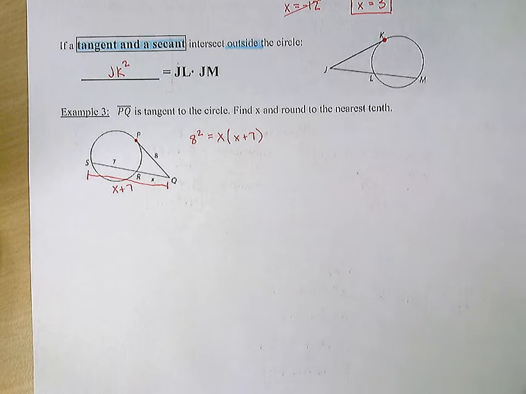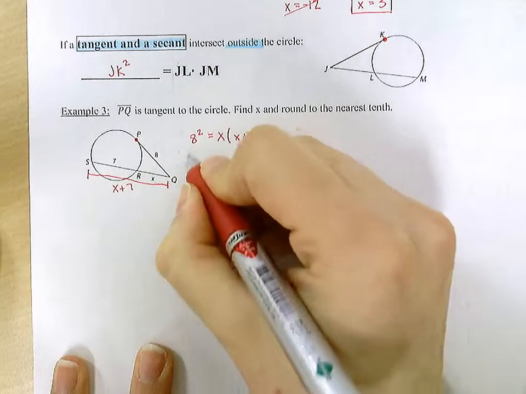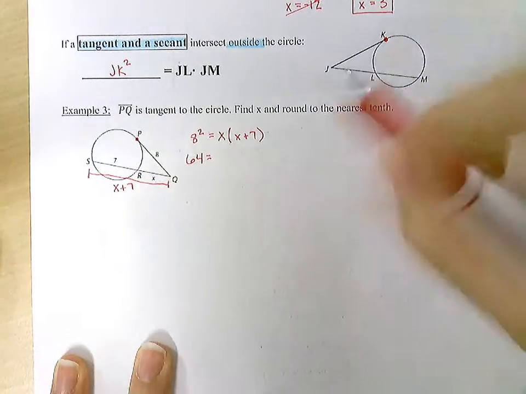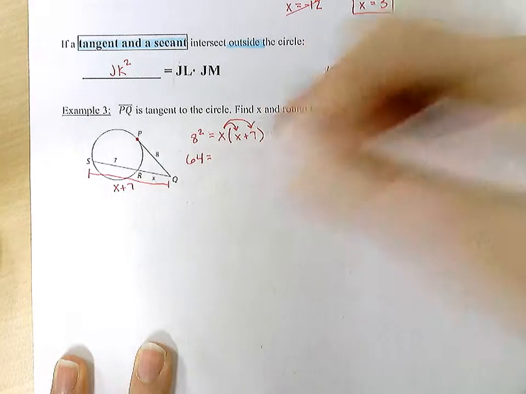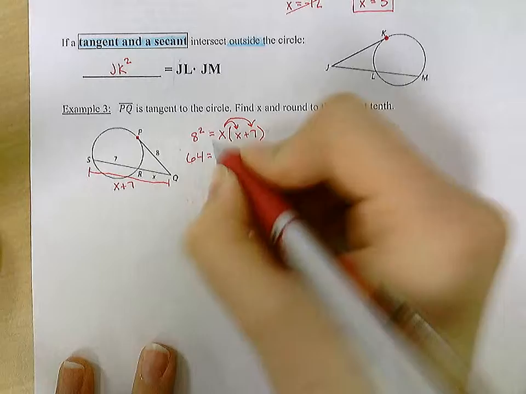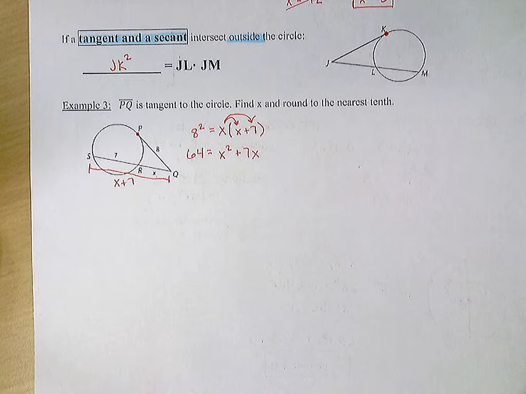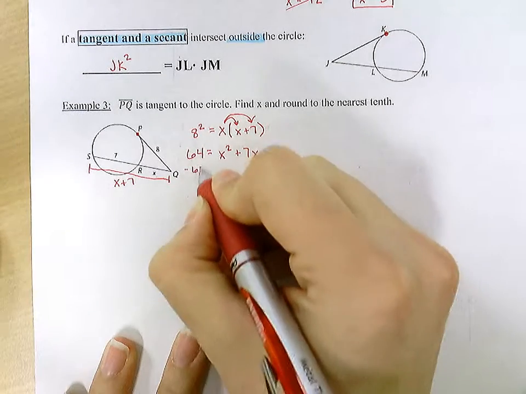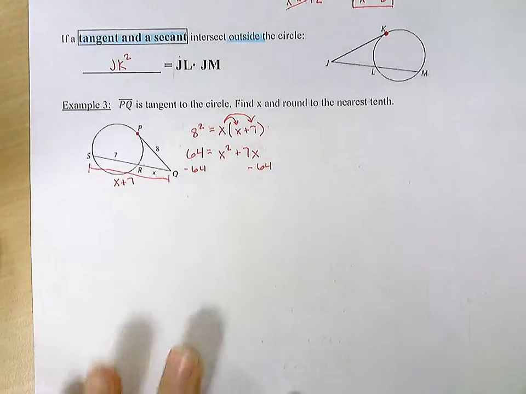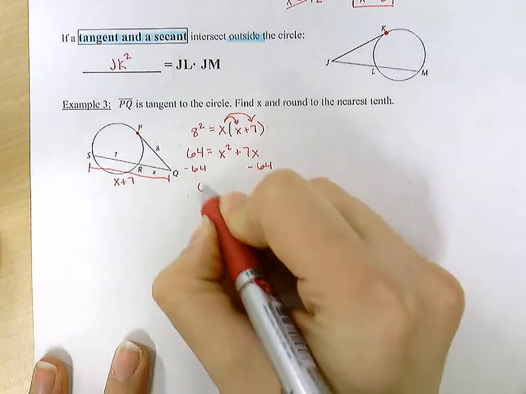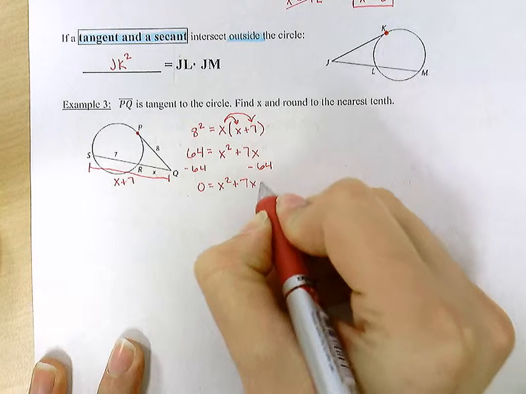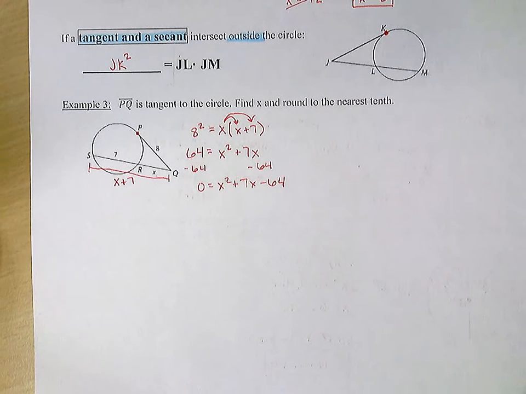Okay, so from here I'm just going to simplify a little bit. 8 squared is 64. Here I have to distribute that x value to both terms, so I end up with x squared plus 7x. Again, this is a quadratic. I have an x squared and an x value. That means I need everything on one side of the equation, so I'm going to subtract 64 from both sides. So I have x squared plus 7x minus 64. You cannot factor this.